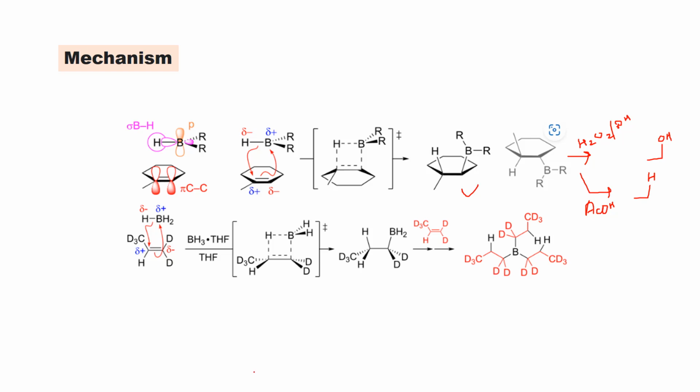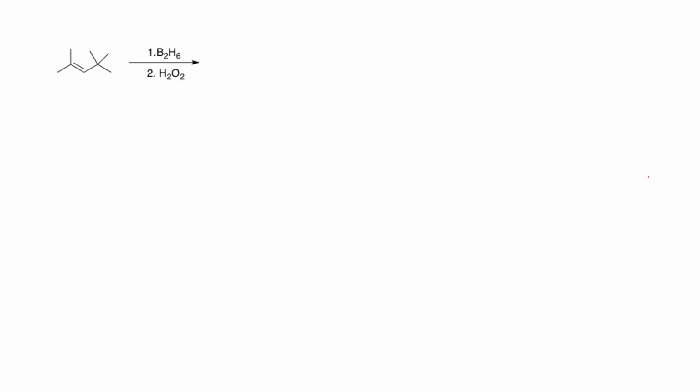So if you add H2O2 and NaOH to a boronated compound, what will happen? This carbon-boron bond will be substituted with a carbon-oxygen bond. And if you add acetic acid, this carbon-boron bond will be substituted by a carbon-hydrogen bond. Based on that, there is a question. If you see across this double bond, which is the less hindered side and which is the more hindered side? Obviously, this carbon is less hindered, so on this part boron will be added.